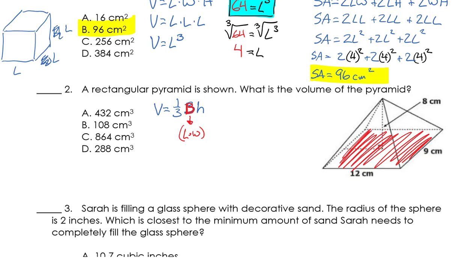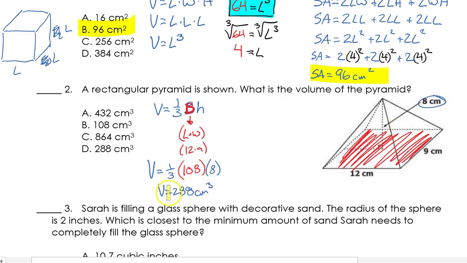So back to our problem. Since we have a rectangular base, we will find the area of the base by doing length times width, or in this case 12 times 9, which is 108 centimeters squared. Substituting this into our volume formula, the volume of this pyramid will be 1/3 times the base, 108, times the height of 8 centimeters, giving us an answer of 288 centimeters cubed, or answer choice D.